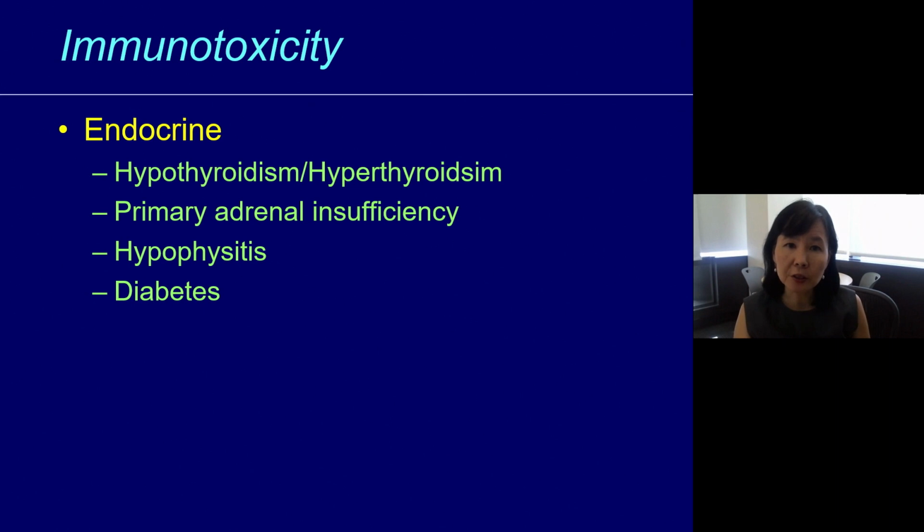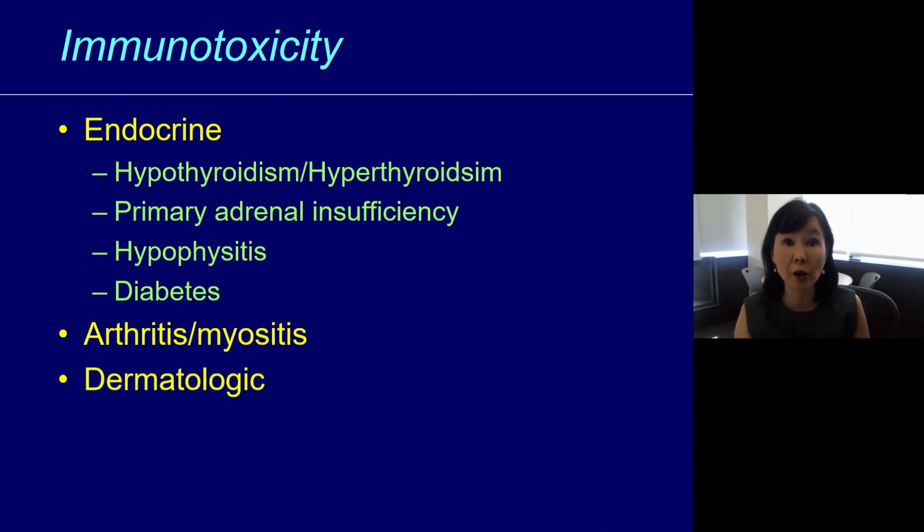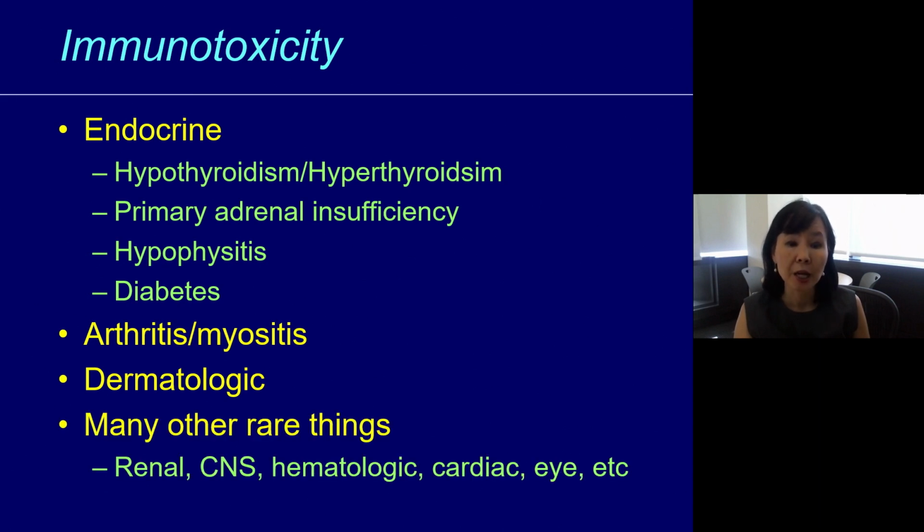The other toxicities to think about, but these are less likely to land people in the hospital, would be endocrine ones, most commonly both hypothyroidism and hyperthyroidism, primary adrenal insufficiency, hypophysitis, and diabetes. And these actually can all be symptomatic as well, and not just laboratory abnormalities. Arthritis and myositis is quite common. Dermatologic, a large range of rashes that people can have. And then many other rare things that I'm not really going to go into detail right now. But the ones that you'll see most commonly when you're taking care of patients are the gastrointestinal and pulmonary ones.